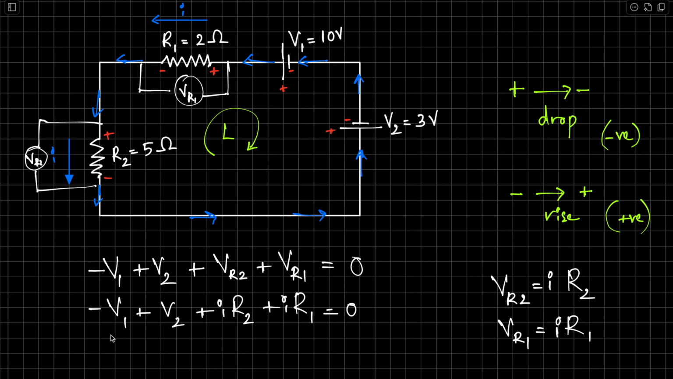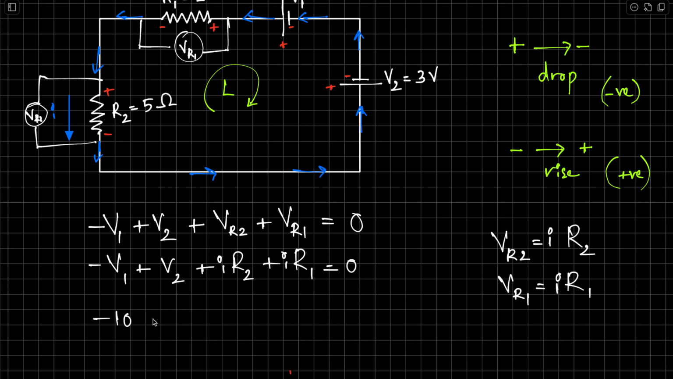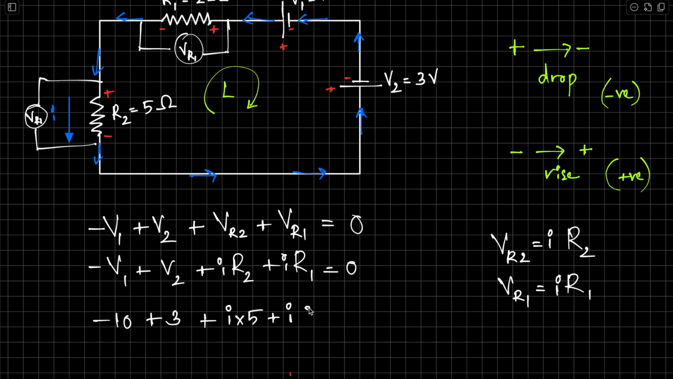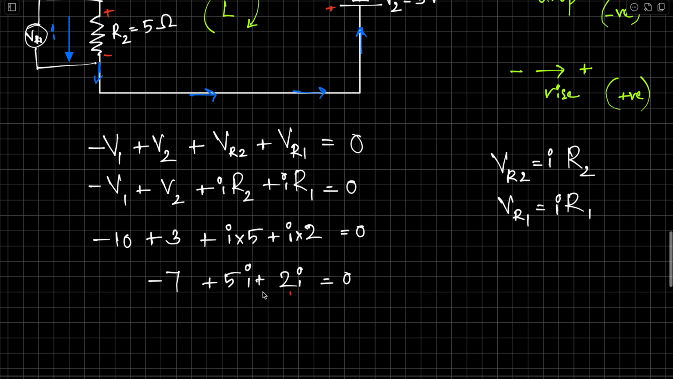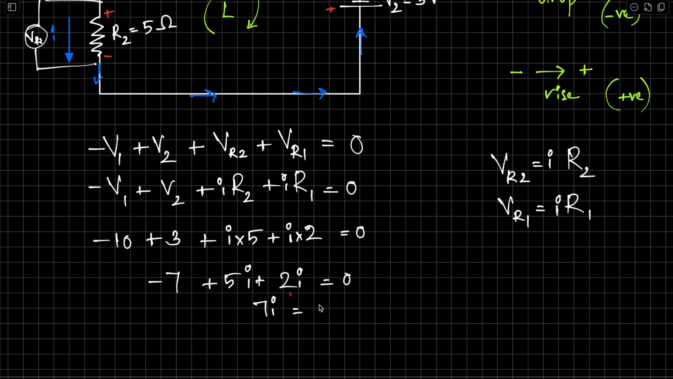V1 is 10. So minus 10 plus V2, which is 3, plus IR2. I is unknown, R2 is 5, plus I is unknown again, R1 is 2, equals 0. Solve for I. Minus 10 plus 3 is minus 7, plus 5I plus 2I equals 0. So 7I equals 7, I equals 1.